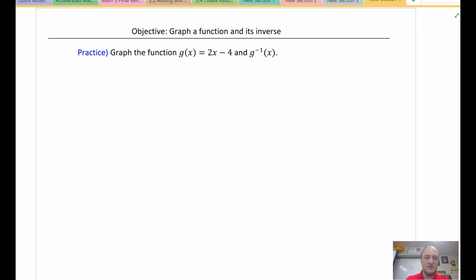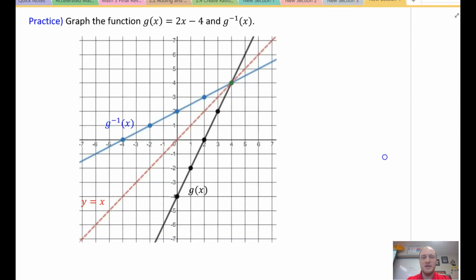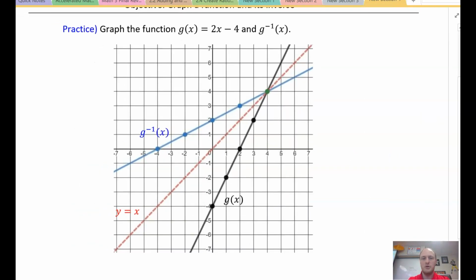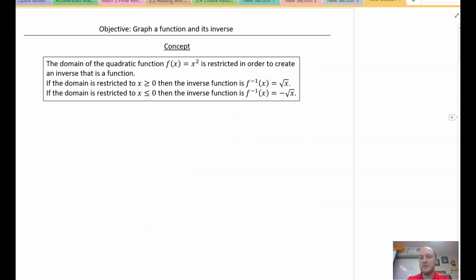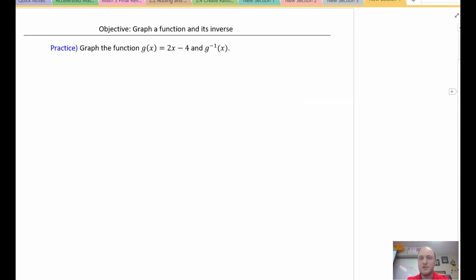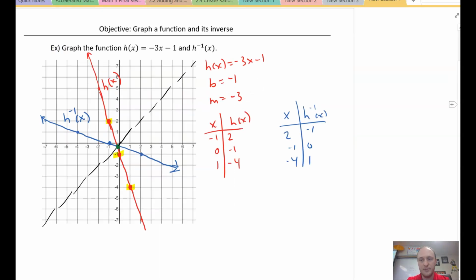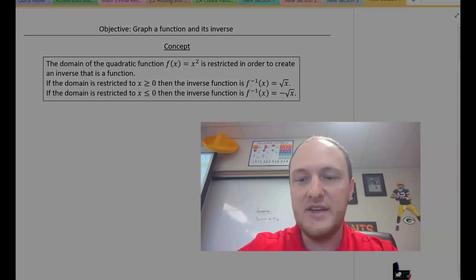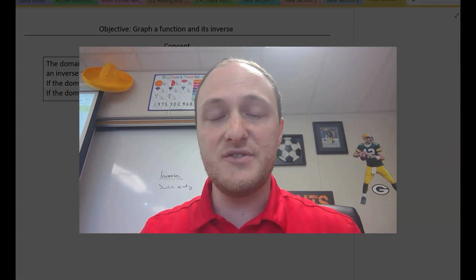Hopefully you paused the video. Here is the solution. Make sure you actually labeled the functions too. Do you have g of x and g inverse of x? Do we have to label? Yes, you do. Oh, just one example. I thought I had 2. Nope, that's it. So that is it for this video, part A.